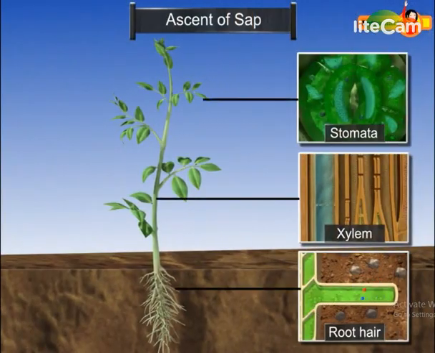At each step of the ascent of sap, the water moves passively, requiring no expenditure of energy on the part of the plant.